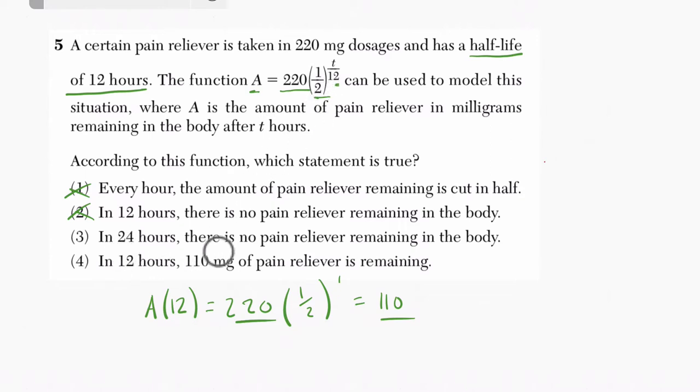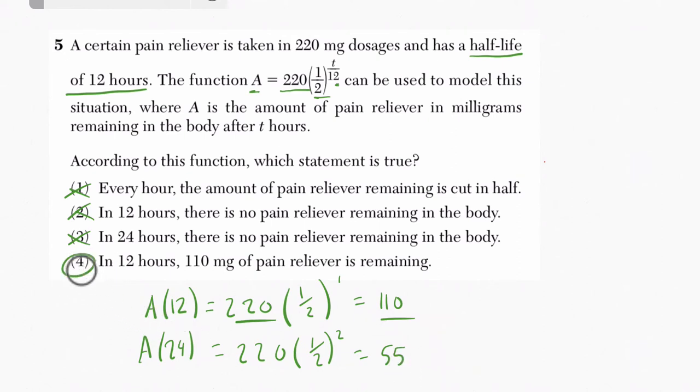In 24 hours, there is no pain reliever remaining in the body. Same thing. If you plug in 24, just to see what happens here, you're starting with 220, and you're halving it 24 divided by 12 times, which is 2. So it's a fourth of 220, so that's 55, right? A half of 220 is 110, and then a half again is 55, so there's still plenty left.